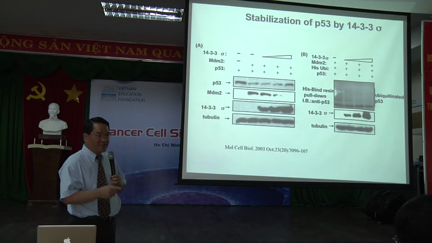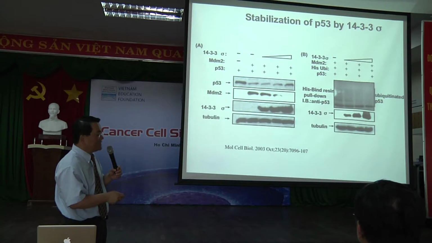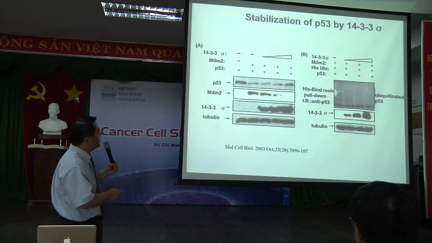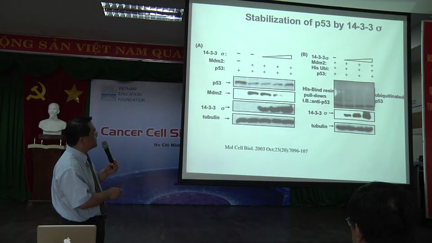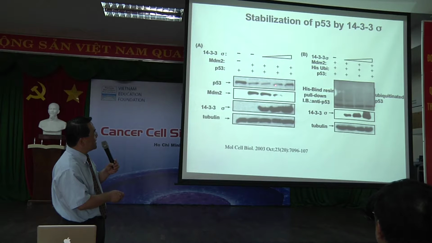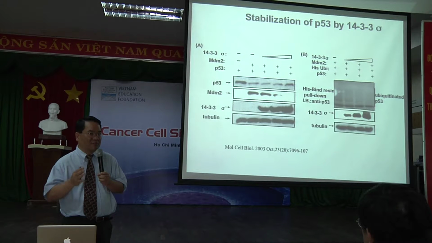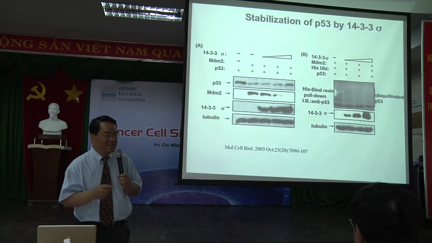We talked about 14-3-3 sigma before. Just here to give you a brief flavor that this particular protein also could enhance P53 stabilization. As you can see here, MDM2 is an E3 ligase for P53. It will cause P53 downregulation if co-present with P53. But in the same situation, if you increase the amount of 14-3-3 sigma, sigma could rescue the P53 expression, meaning that 14-3-3 does something to block MDM2-mediated P53 degradation.